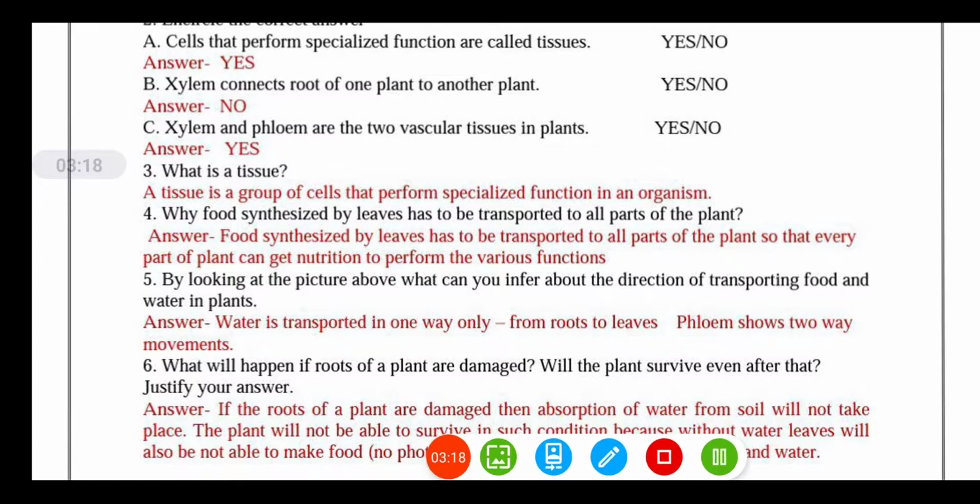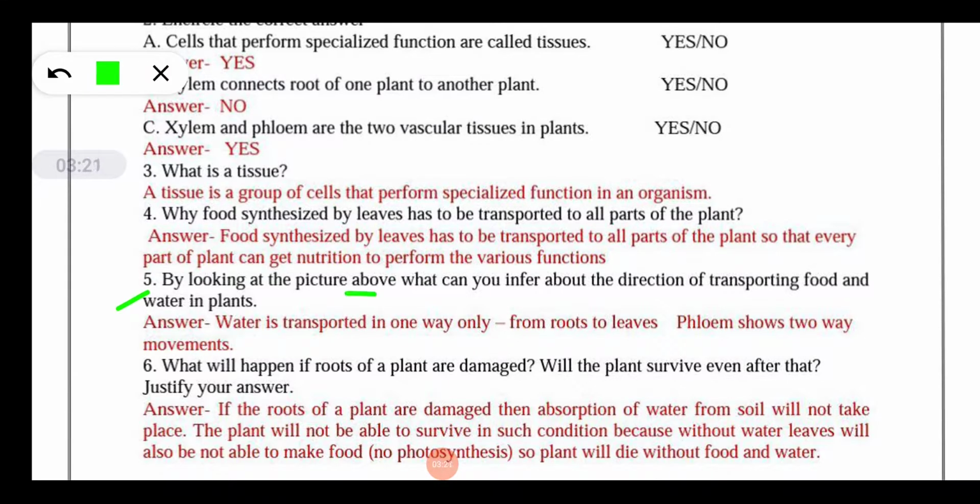Question number 5, by looking at the picture above, what can you infer about the direction of transporting food and water in plants? So water is transported in only one direction, that is from roots to leaves, and phloem shows two-way movement because food is synthesized in leaves, and from leaves the phloem carries the food, the glucose which is formed during photosynthesis, to different parts of the body of the plant.